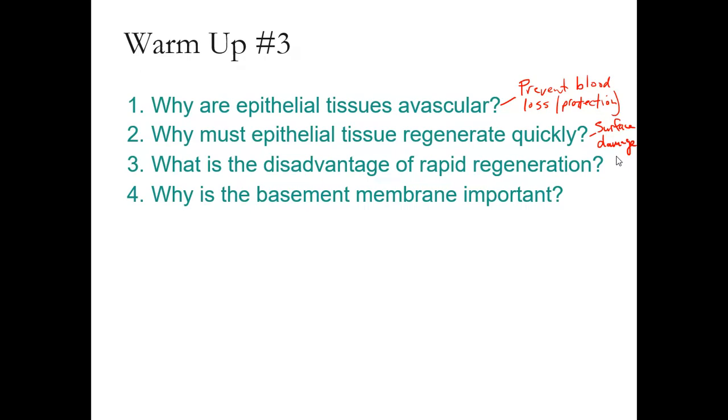The third one says, what is the disadvantage of rapid regeneration? And that is, of course, the dreaded cancer. So that's the downside to this. And then finally, why is the basement membrane important? It acts as an anchor for epithelium. Basically, it holds it in place, it holds it down onto the underlying tissues.